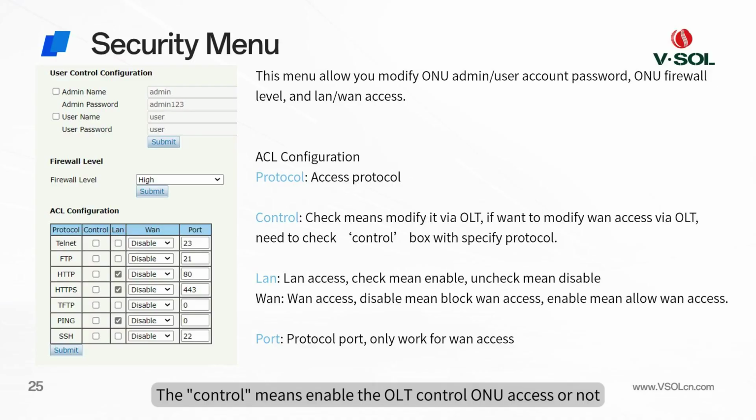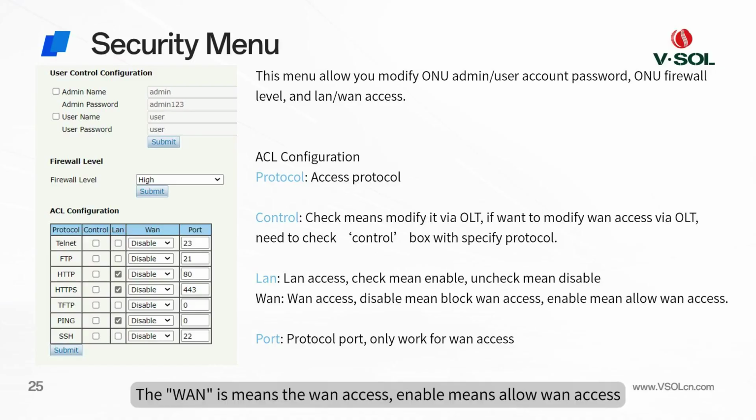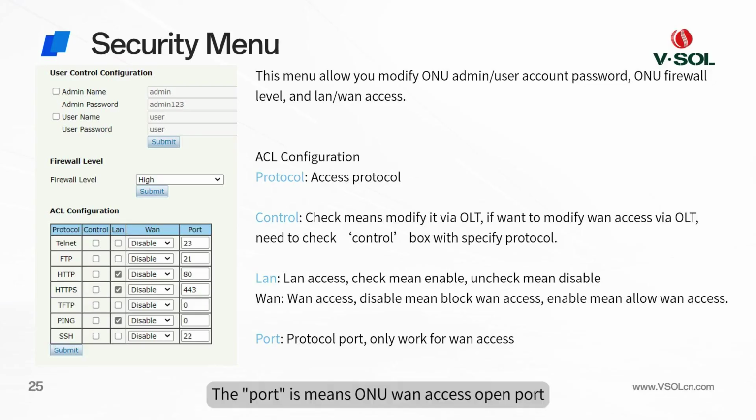The control means whether the OLT controls the ONU access or not. The LAN means LAN access; when clicked, it allows LAN protocol access. The WAN means WAN access; enable means allow WAN access. The port means the ONU WAN access open port.